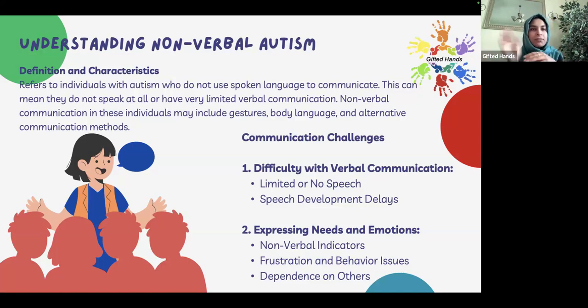For example, a child may say, I want to go to the car. That's it. If you ask, why do you want to go to the car? They will not be able to respond.